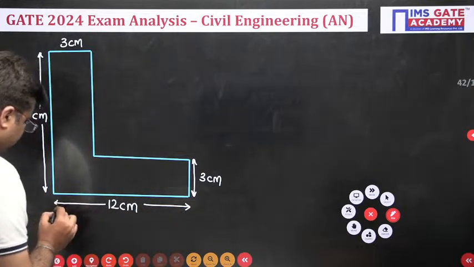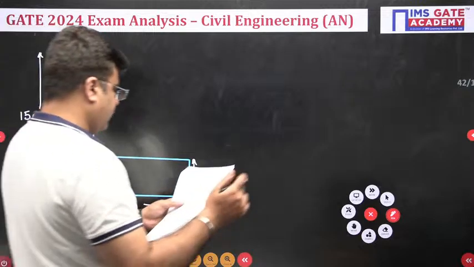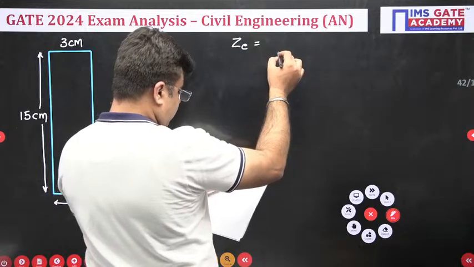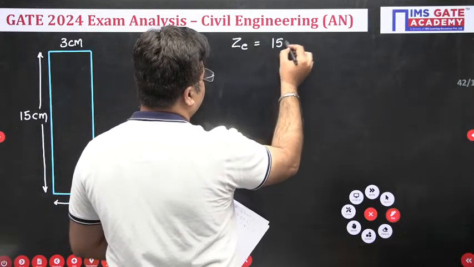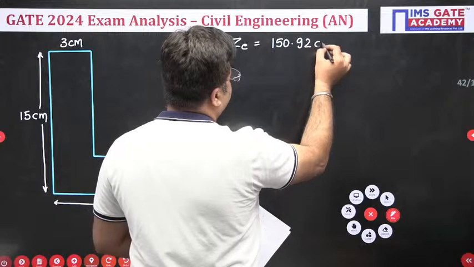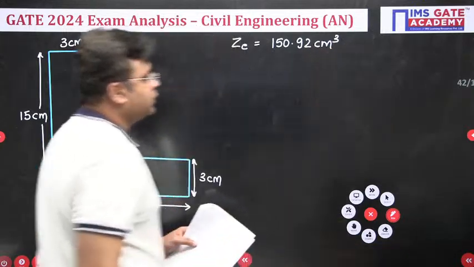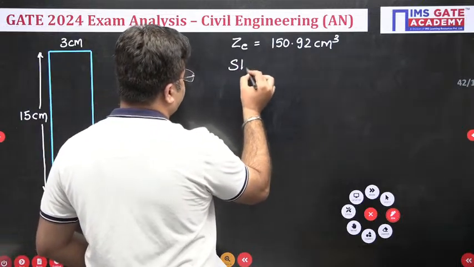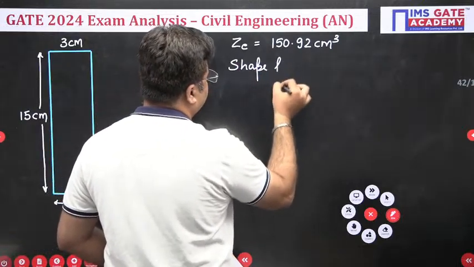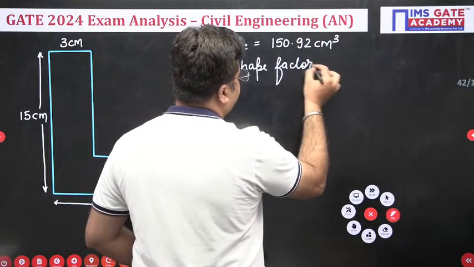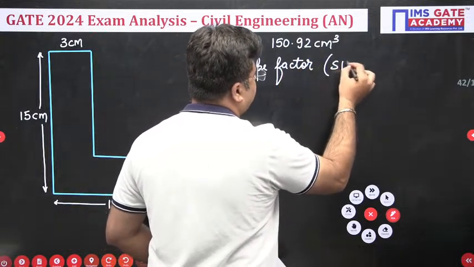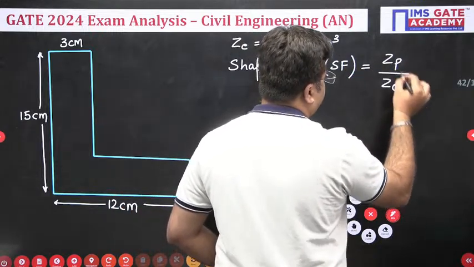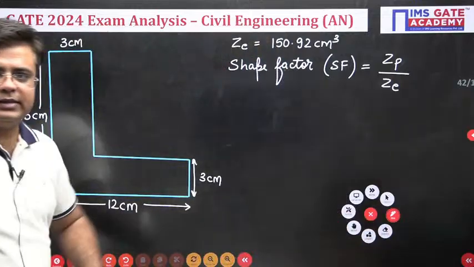Elastic section modulus ZE is given to you, and the value is 150.92 centimeter cube, and you are asked to calculate the shape factor. So shape factor SF is equal to ZP by ZE, means plastic section modulus divided by elastic section modulus.